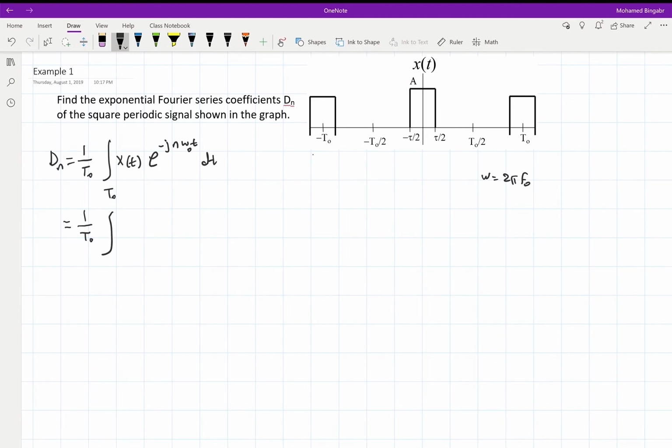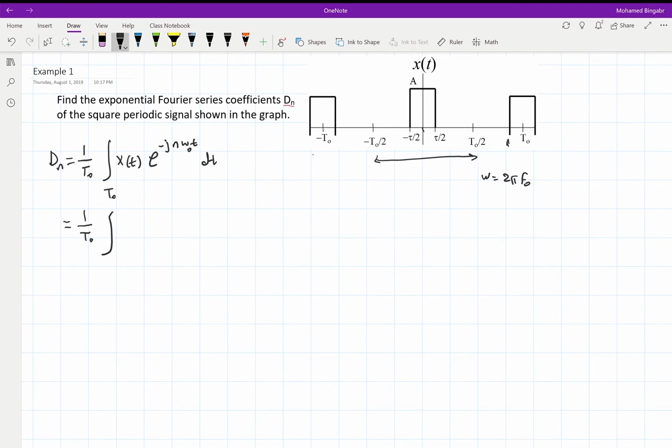Now, when you integrate over a full period, it is from here to here, or from here to here. I will integrate over this full period, because then I will use only one integral, versus if I choose this period, then I have to integrate from 0 to tau over 2. From tau over 2 to here, the signal is 0. Then again, from that point to t0, the signal is a, which is two integrals. So it's very important to decide which period you use.